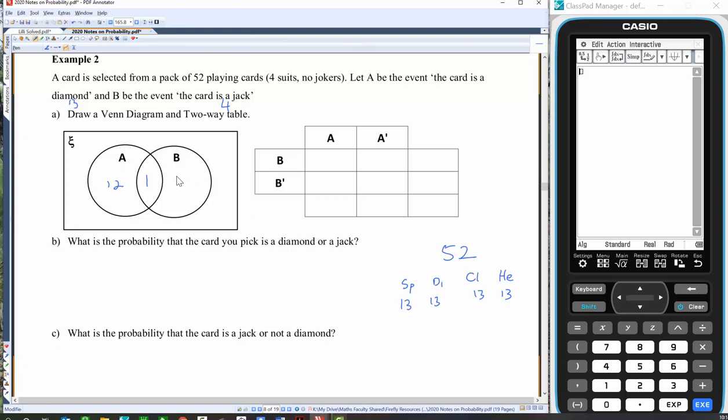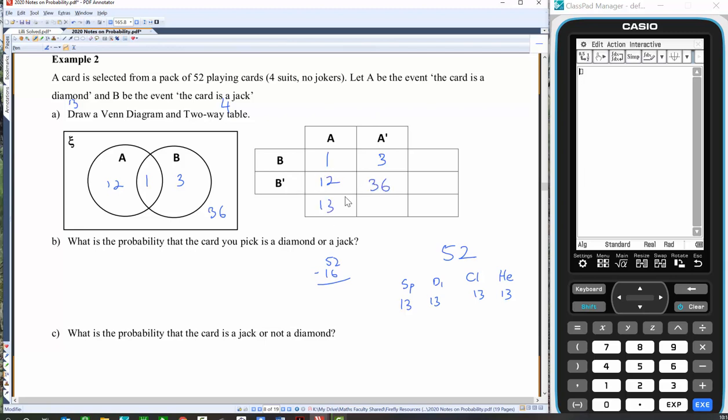All right, the card is a jack. Well, there's 3 jacks left over in addition to the jack of diamonds. And what we've got left over here is the remaining cards in the deck. So I've got 12 plus 1 plus 3 is 16. I'm going to do 52 take away 16, which is 36. All right, let's put that into a two-way table. So A and B is 1, A and not B is A only, which is 12, B and not A is B only, which is 3, neither A nor B is 36.